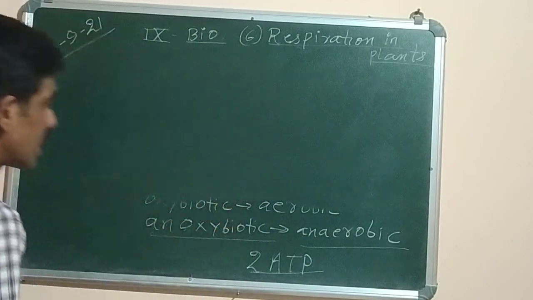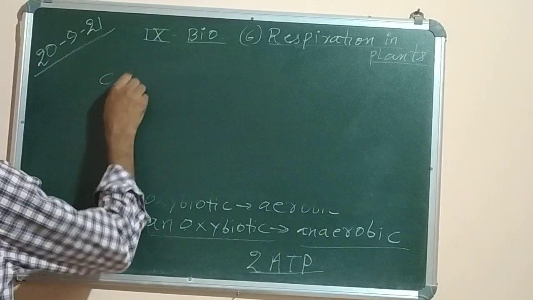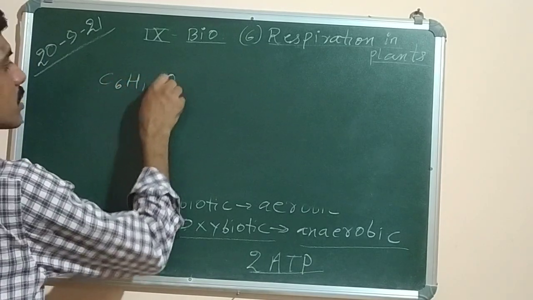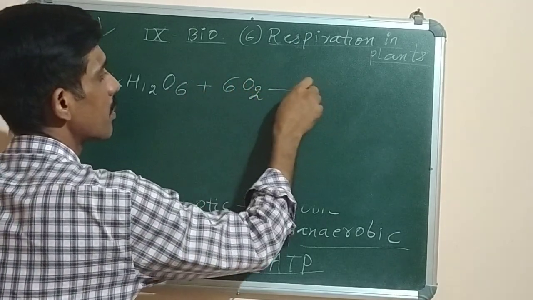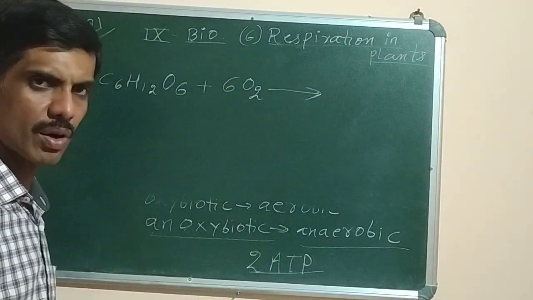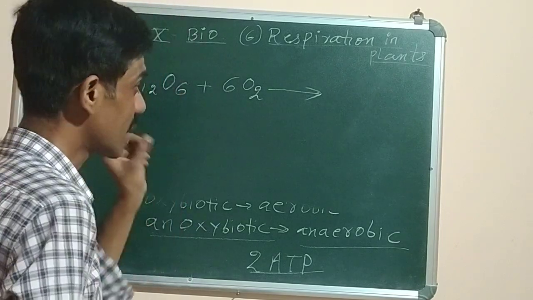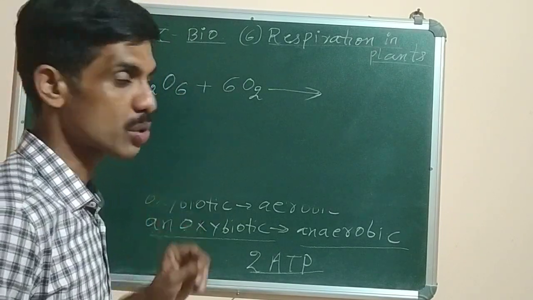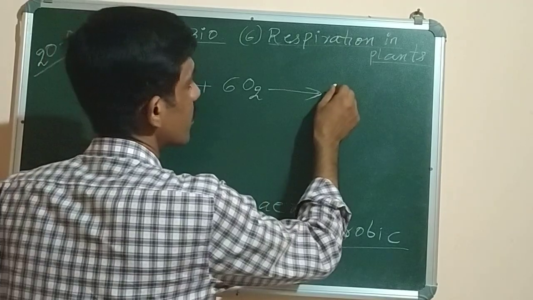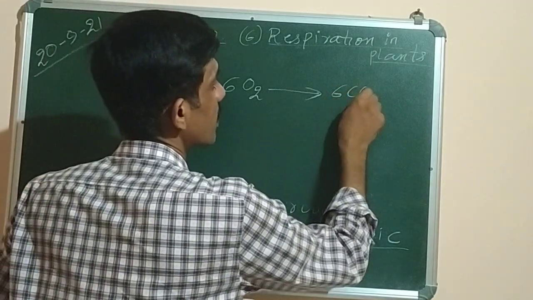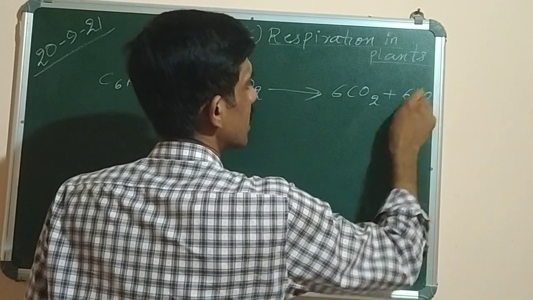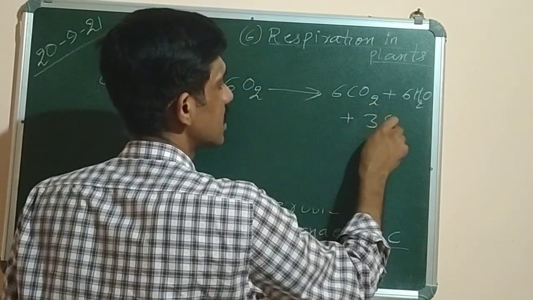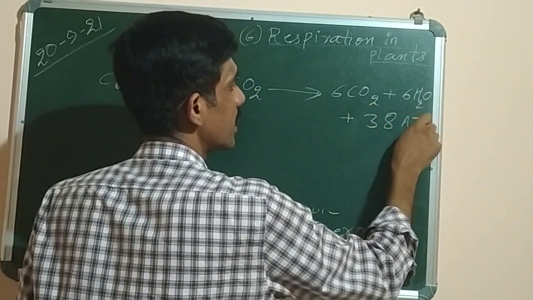The chemical equation is C6H12O6, that is glucose molecules, when it combines with 6 molecules of oxygen in the presence of enzymes. Respiration occurs in the presence of enzymes. It is a stepwise process and a slow process. It results in the formation of 6 molecules of carbon dioxide plus 6 molecules of water, plus the energy which is produced, 38 molecules of ATP.